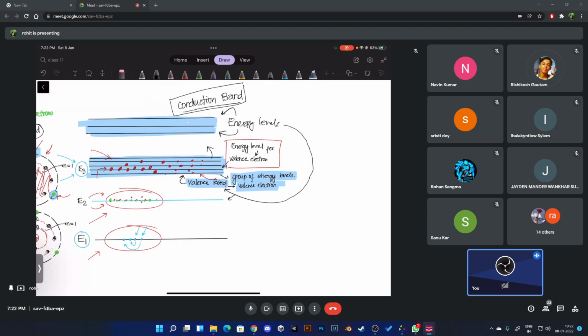Conduction band. Can you understand what is conduction band? It is also what? An energy level or a group of energy levels? A group of energy levels. And who will stay in this conduction band? Electrons which are being excited? Not necessary right now, but you are almost right. Who will stay in this conduction band?